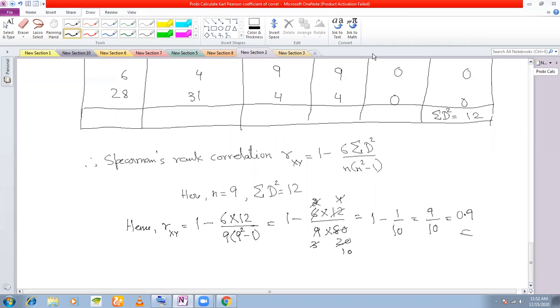Yesterday I taught you correlation. Sumit Gupta, are you there? Yes, sir. Interpret this correlation for me. 0.9. What does this correlation mean? 0.9.